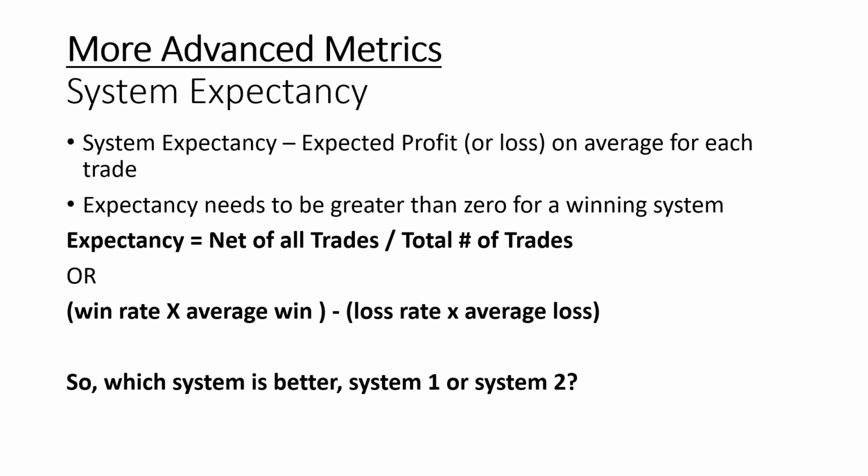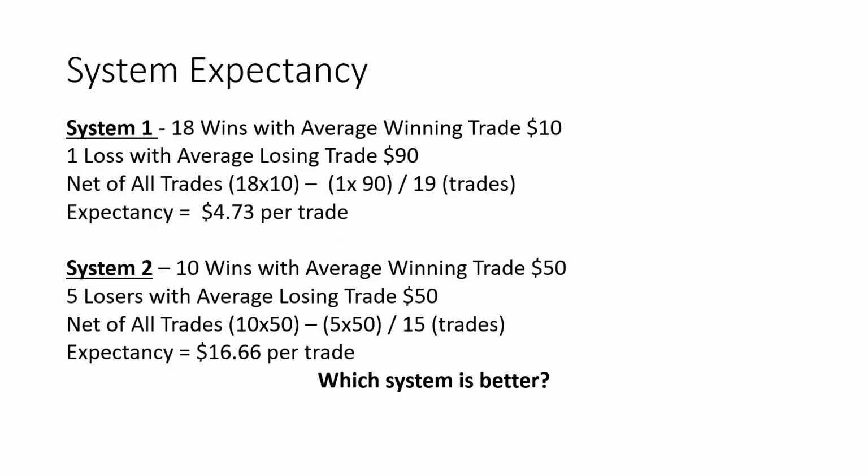Now applying this expectancy formula, we have a different result. Again, system 1: 18 wins with an average winning trade of $10, and one loss with an average losing trade of $90. We take the expectancy formula now. We have the net of all trades, we do that math here, and divide by the total number of trades, which is 19 trades in this case. So we have an expectancy of $4.73 per trade. That's what we can expect in the future, and that's why they call it expectancy.